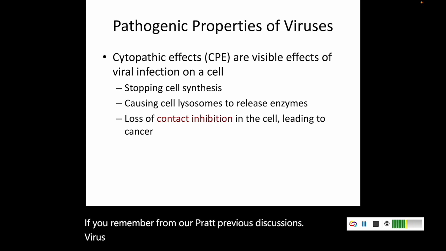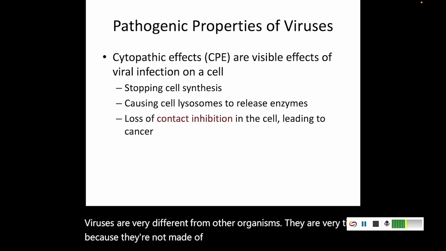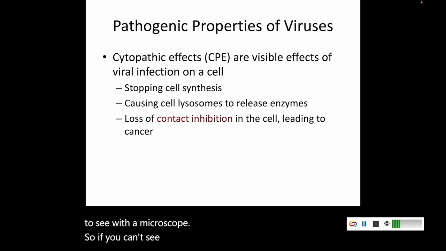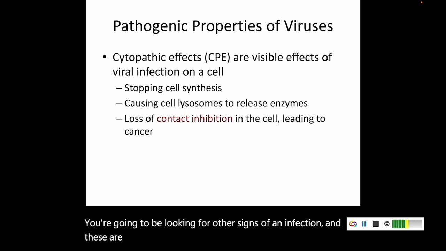viruses are very different from other organisms. They are very tiny because they're not made of cells, and they're too small to be able to see with a microscope. So if you can't see them, you're going to be looking for other signs of an infection. And these are called cytopathic effects.